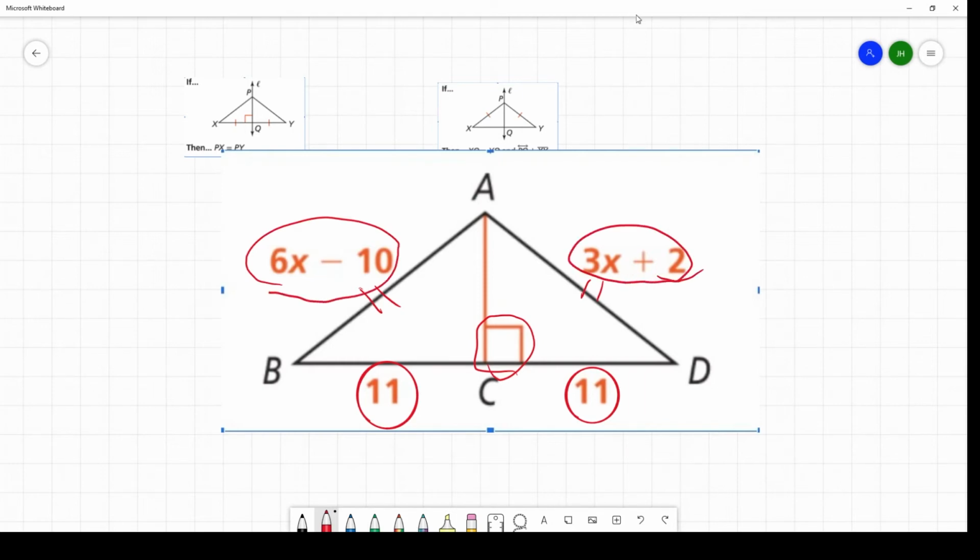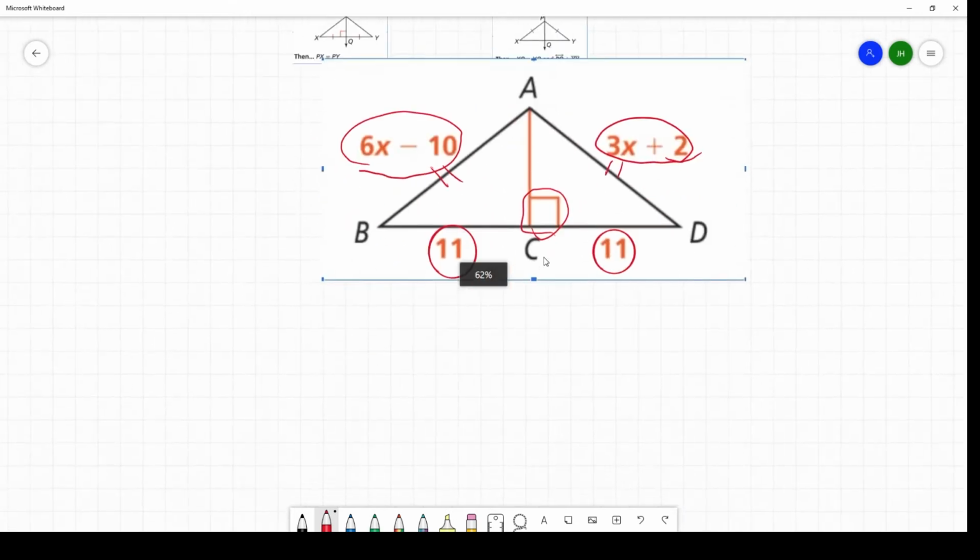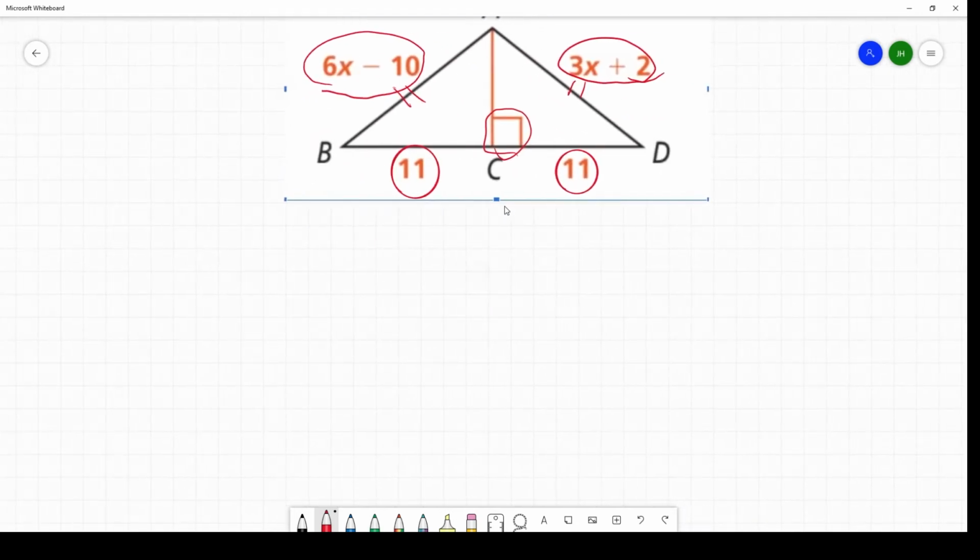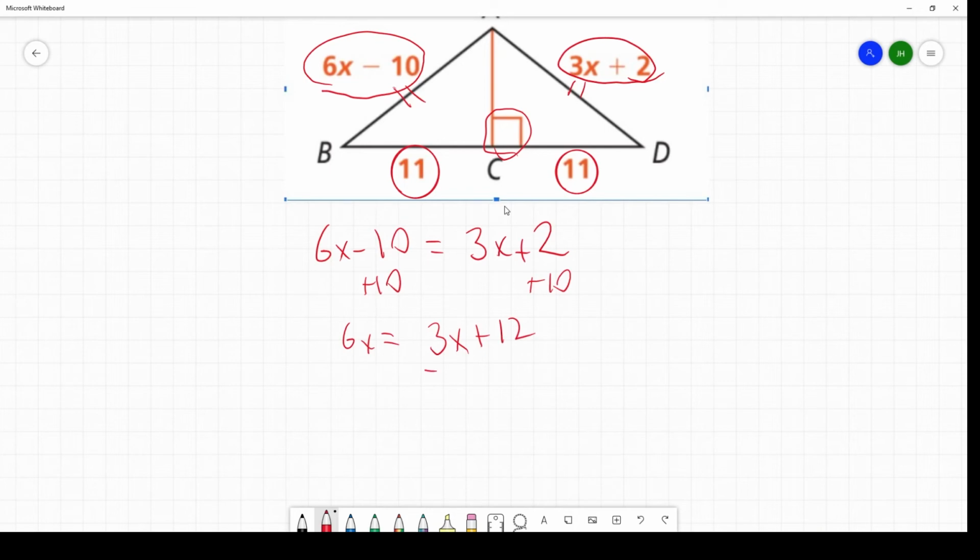So if we were to do that as an actual problem, we zoom out here, and we could set this up as 6x minus 10 equals 3x plus 2. And we just do a little bit of algebra to get things onto the same sides as each other. 6x equals 3x plus 12. Subtract 3x, subtract 3x. 3x equals 12. x equals 4. Cool.